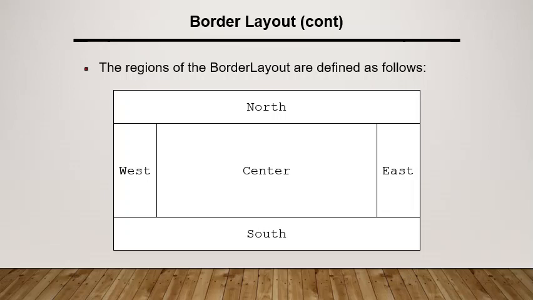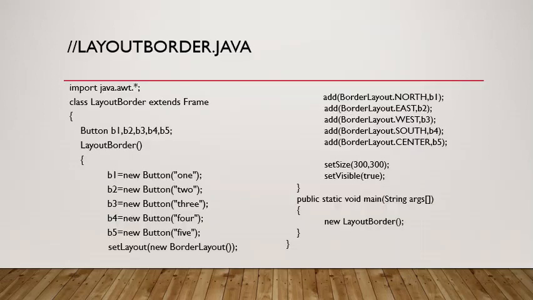Okay, so whatever the last component you add, that only will be visible, because the first component will be overlapped by the second component, the second will be overlapped by the third, the third will be overlapped by the fourth, and the fourth will be overlapped by the fifth. So it's very important to mention the direction.